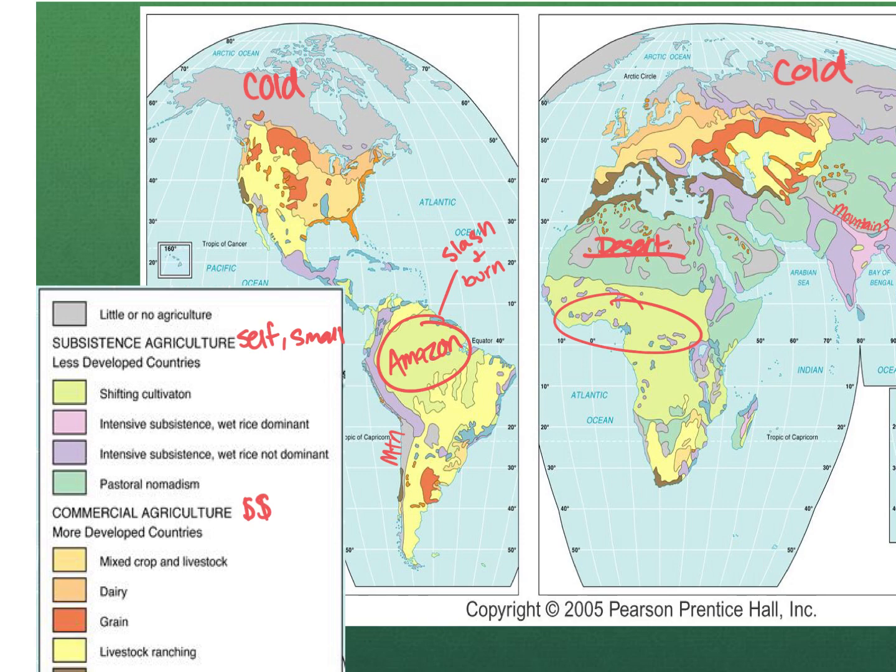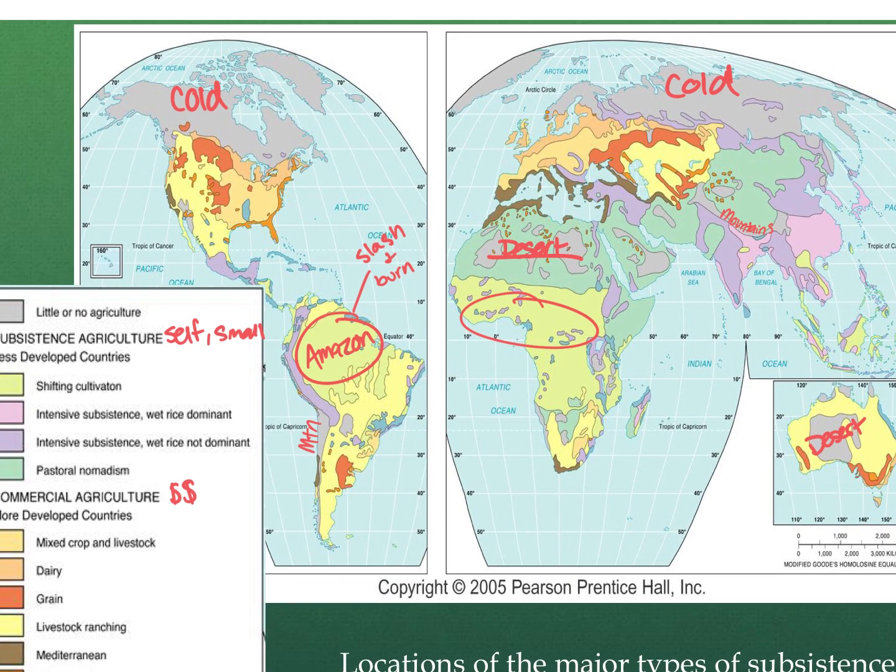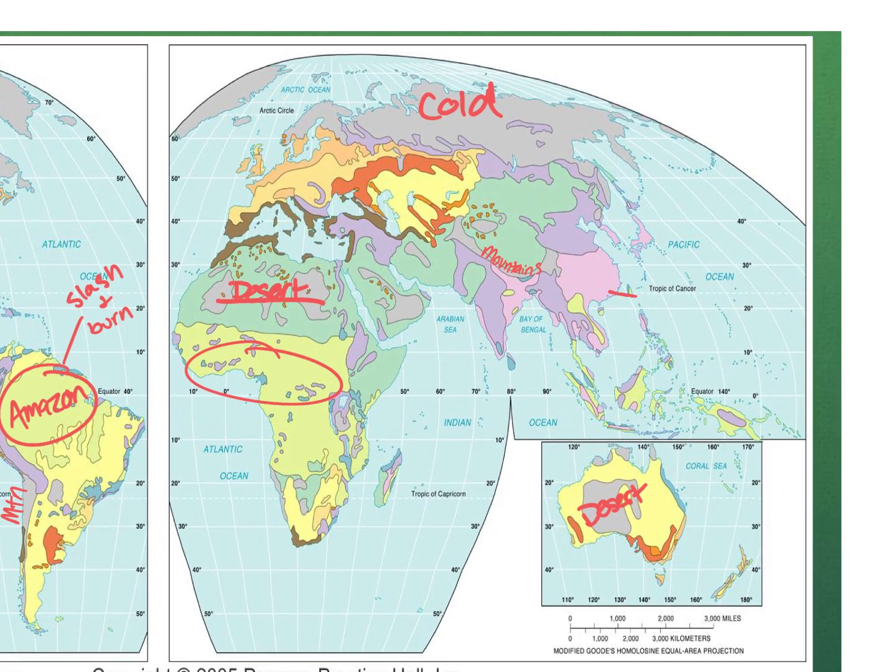Okay, so these other couple of pale colors we have over here, the pink and the purple. The pink one says intensive subsistence. It's wet rice dominant. Where's that light pink color at? Yeah, East Asia. All of that is rice over there, right? We just talked about how it takes a lot of human labor. It's intense work, and a lot of the time rice comes from East Asia.